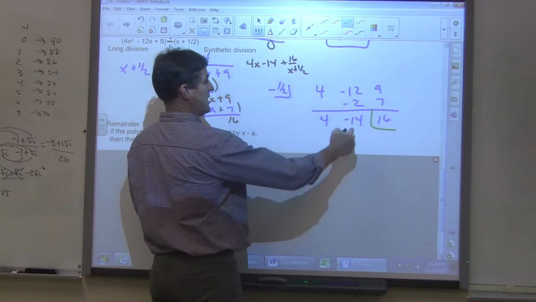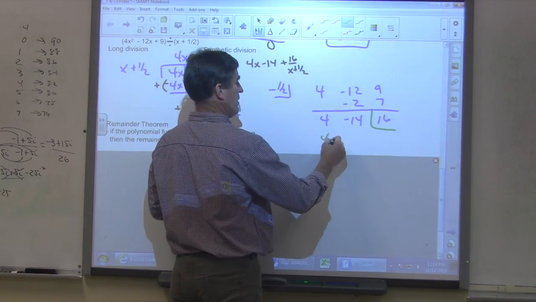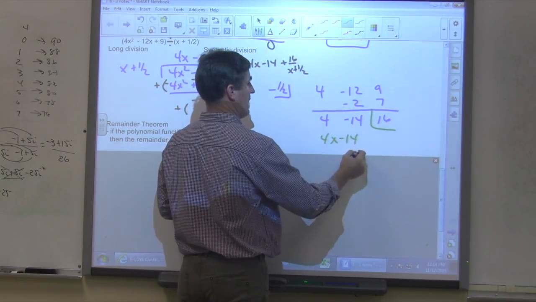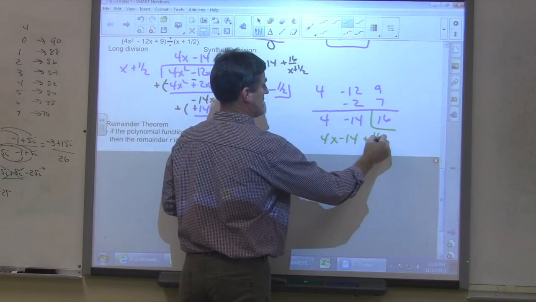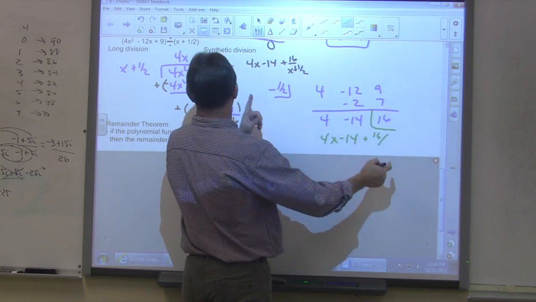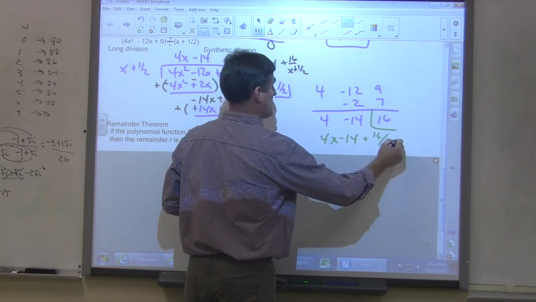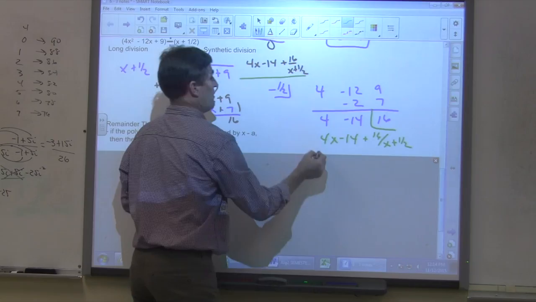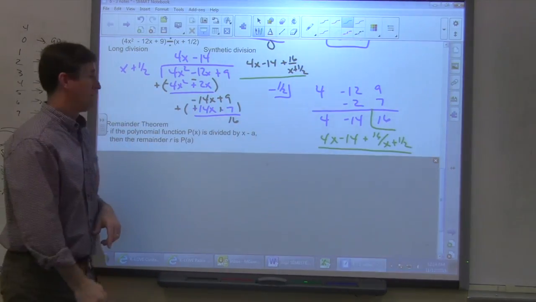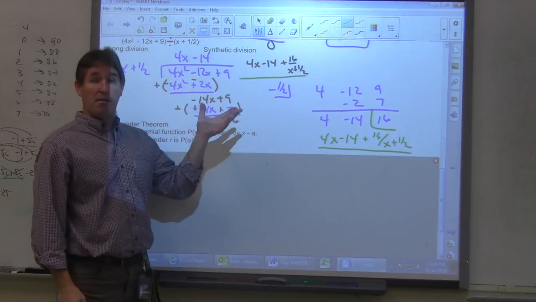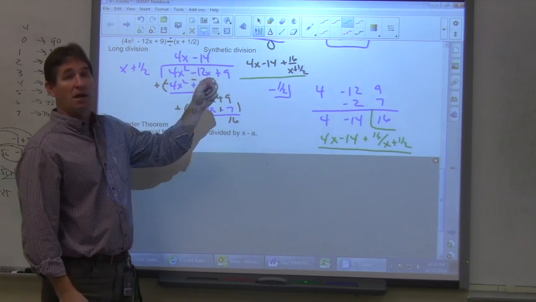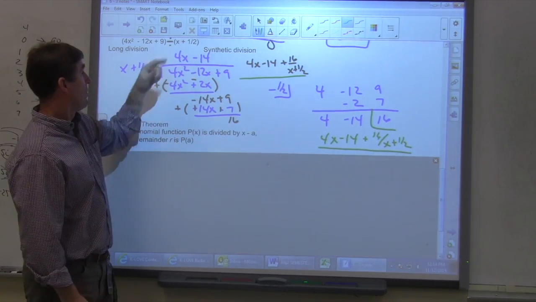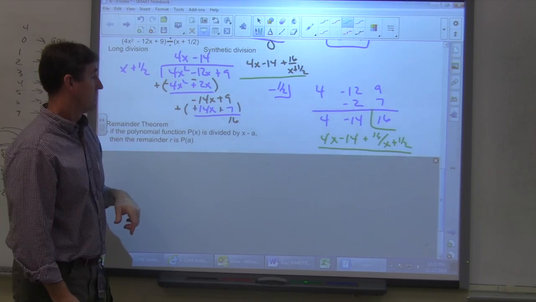And so my answer is constant first power, 4x minus 14 plus 16 over what we were dividing by, which was x plus 1/2. And you can see the answers for both cases are the same. So on the assignment, you can do whichever you want. There'll be some that you do have to use long division to do. All right?